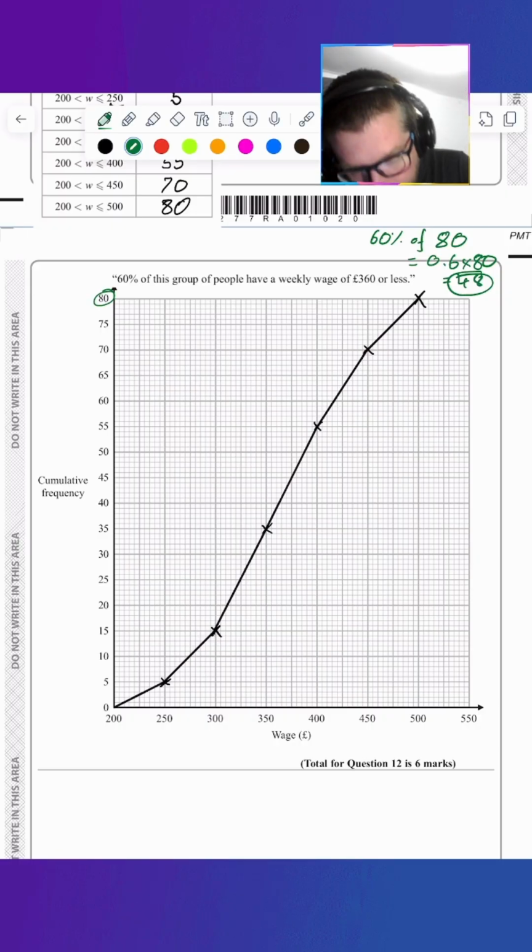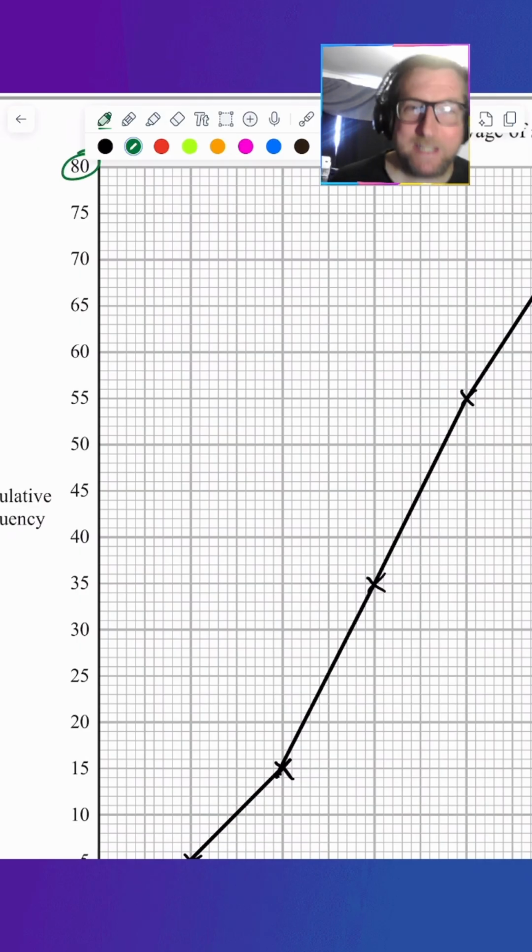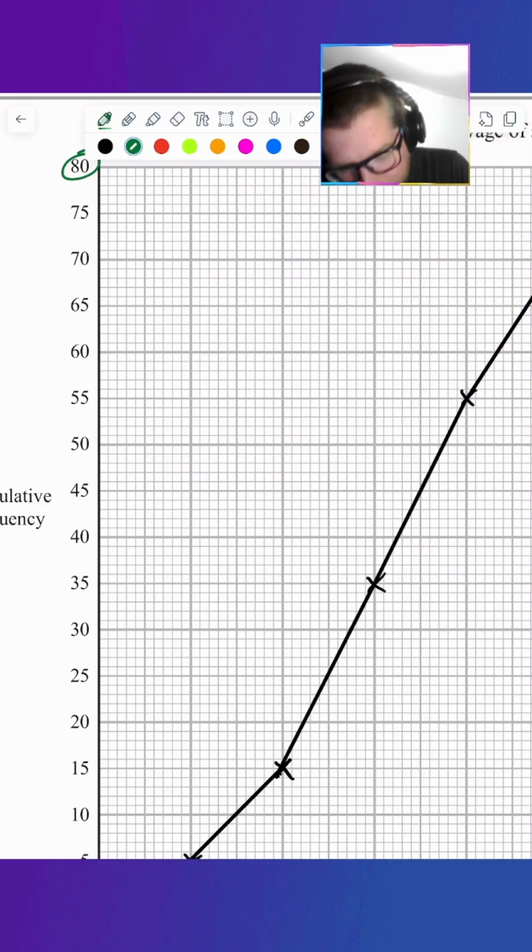Now, we need to read this quite carefully here. So the y-axis is behaving nicely, which is good. 1 little square is 1 person, which is great. It's not always that great, is it? Sometimes you have to divide into 3s and all sorts. So this is 45, 46, 47, 48 is here.